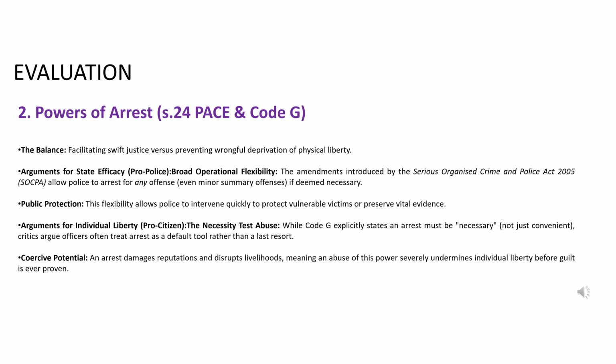Another major area of evaluation concerns the powers of arrest under Section 24 of PACE and Code G. Here, the law attempts to balance the need for effective and immediate law enforcement against the fundamental right to personal liberty and freedom from arbitrary detention. From the perspective of state effectiveness, the modern law on arrest provides police officers with broad operational flexibility.